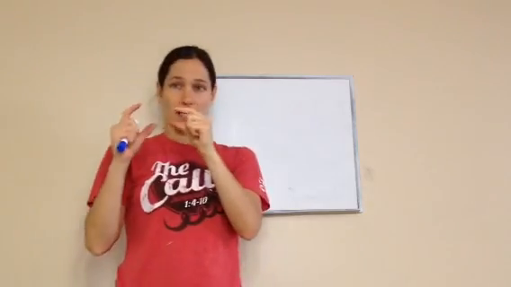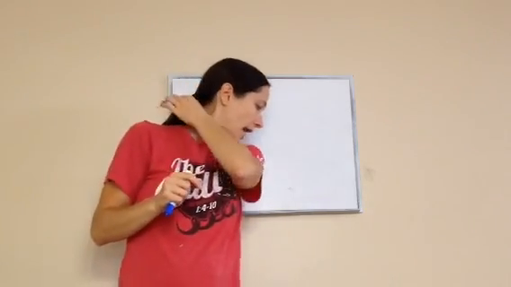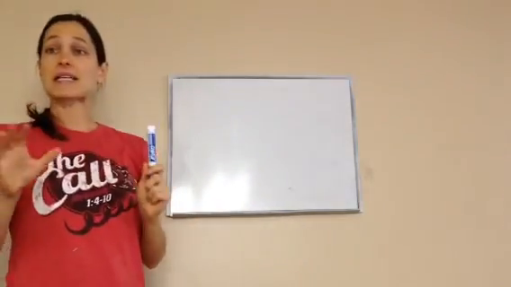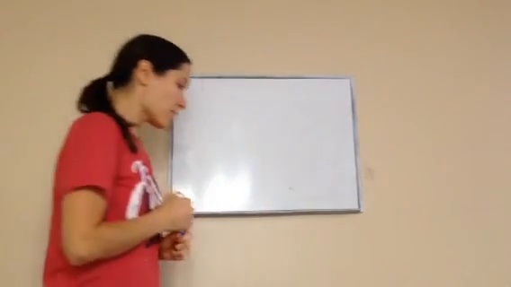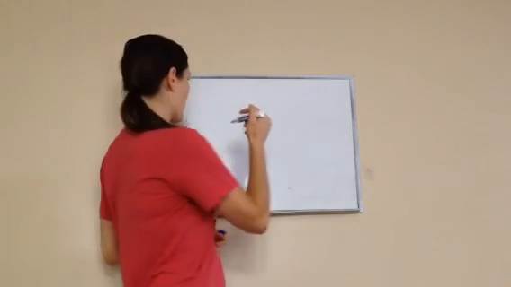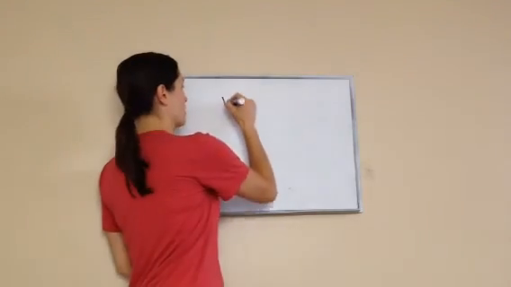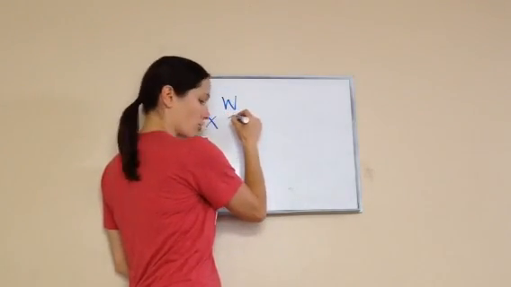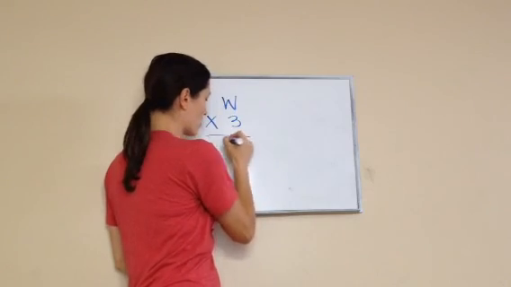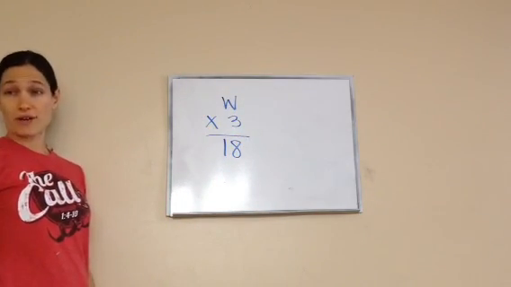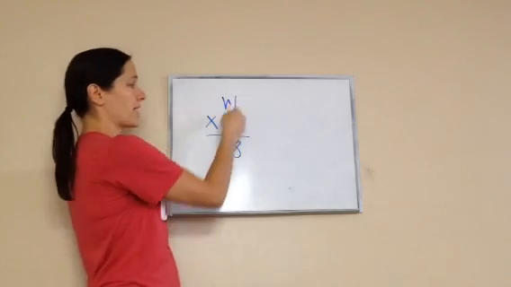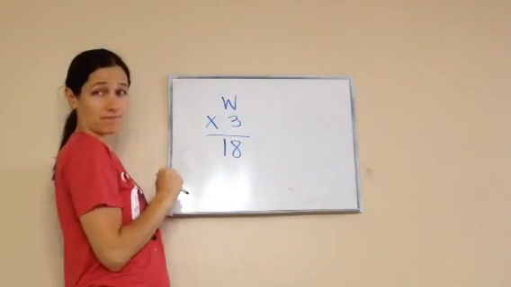All right, let's move on to the second part of this mini lesson. They're wanting you to find missing numbers in multiplication. So we're kind of switching gears. Missing numbers in multiplication. So this would be an example of this. W times 3 equals 18. Now, you can probably figure this one out in your head. What times 3 equals 18?